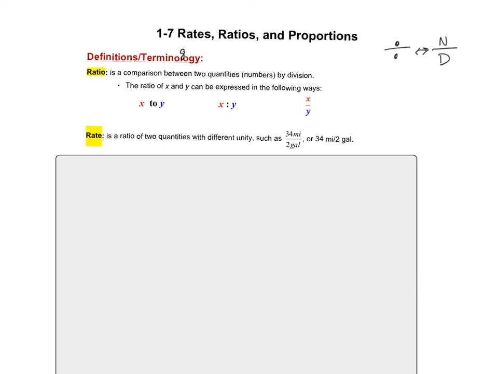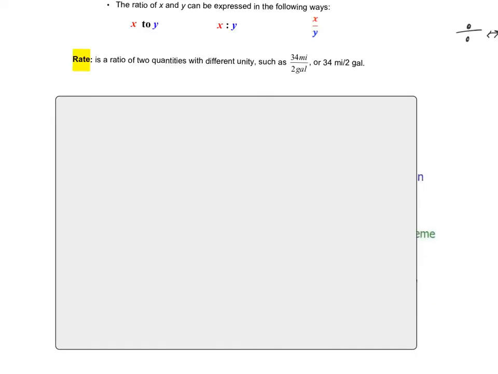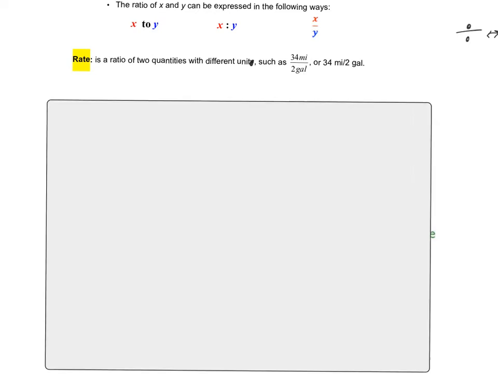A rate is pretty much a ratio, but the difference is that it uses two different units. So, for example, 34 miles in 2 gallons or 34 miles per 2 gallons, these are rates because you're using miles and gallons. They are two totally different units. So when you use units within the ratio, it is called a rate.